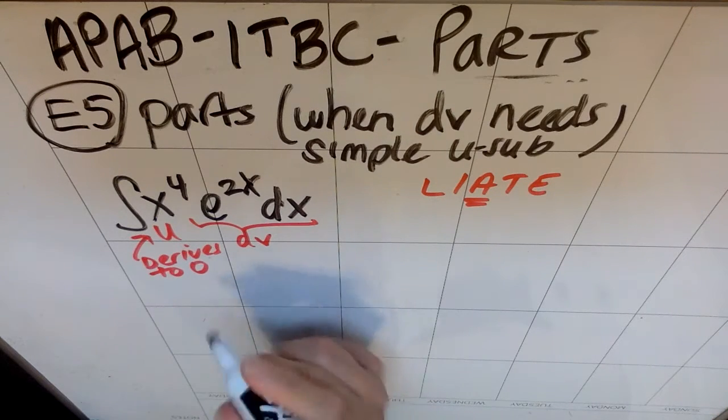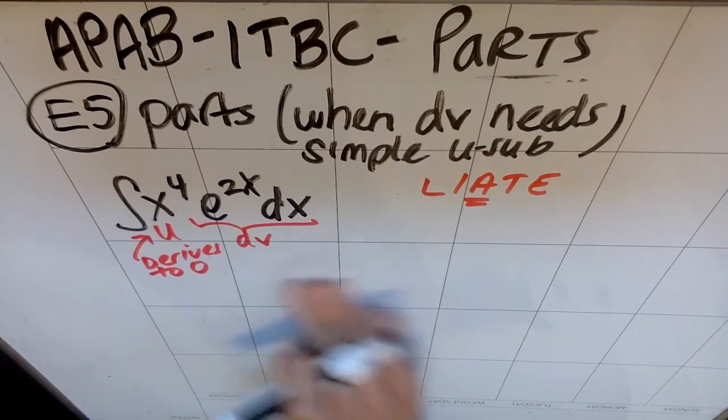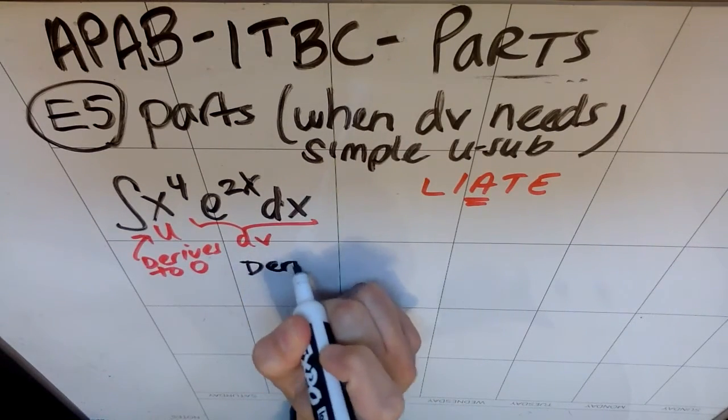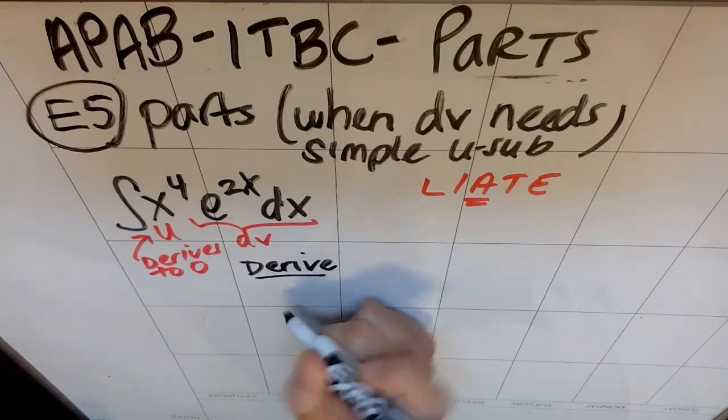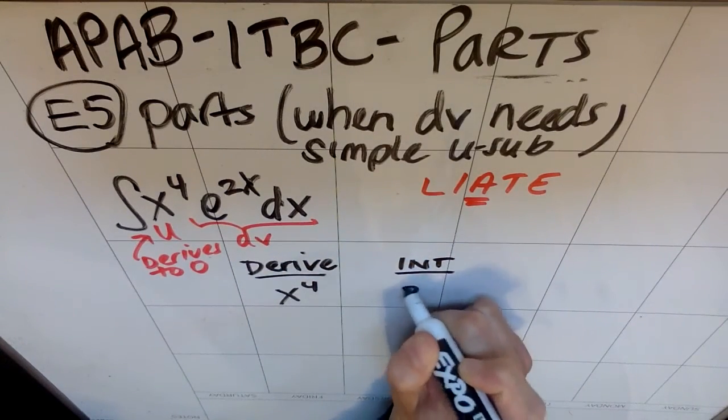So let's go ahead and put my derive column. That's not how you spell derive. It's like I had one job and it involved spelling derive. Okay, so my derive column is going to start with an x to the 4th, and I need an integrate column that's going to start with an e to the 2x.